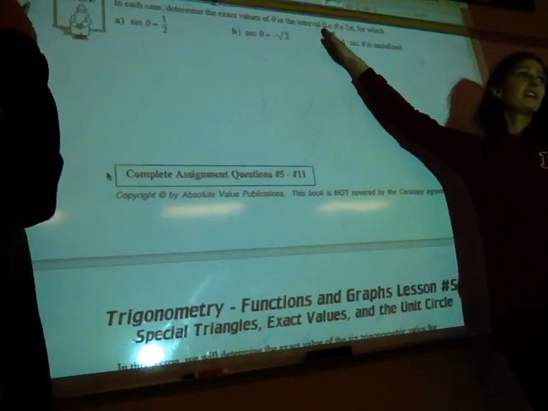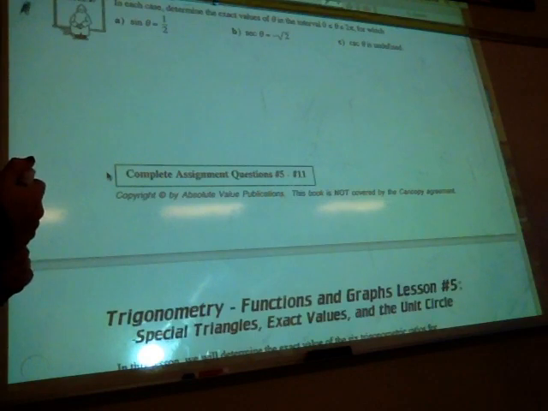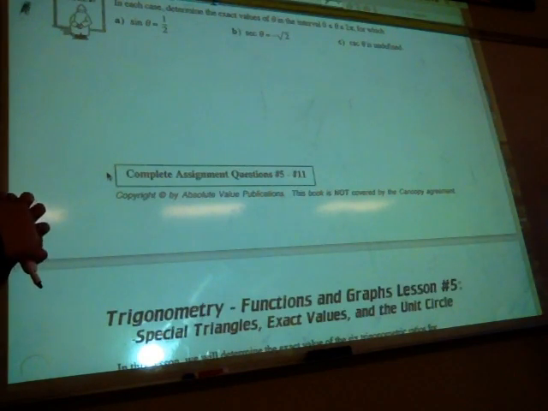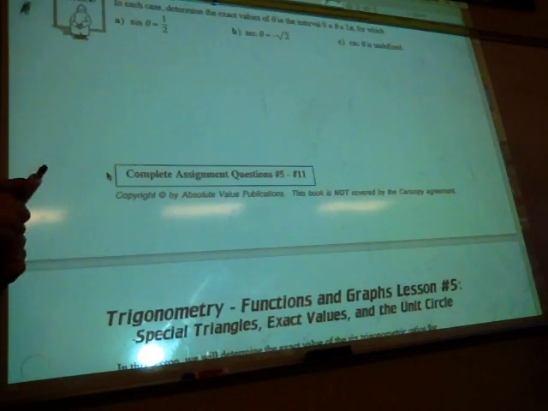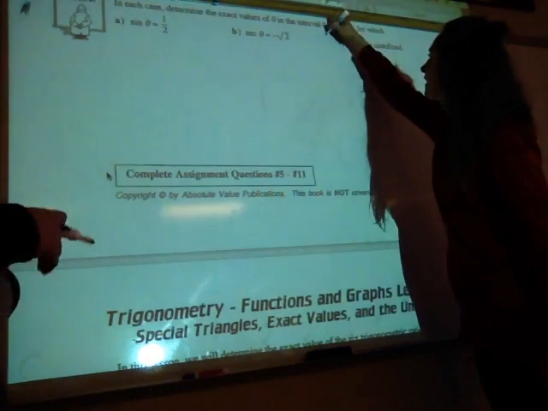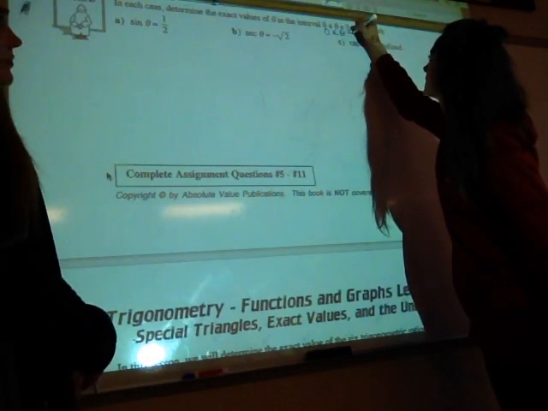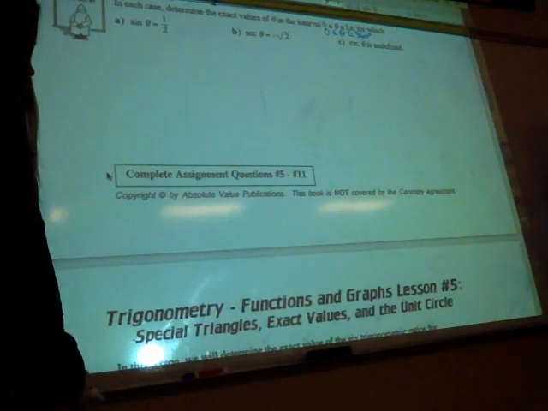Now, the domain is between 0 and 2 pi. What quadrants can we possibly be in? All 4. Good. Now, do you guys want to solve in degrees or radians? Degrees. Okay, degrees. So right away, I'm going to help you guys out. Let's just put our domain 360 degrees, because we're going to give our answer in degrees, okay?